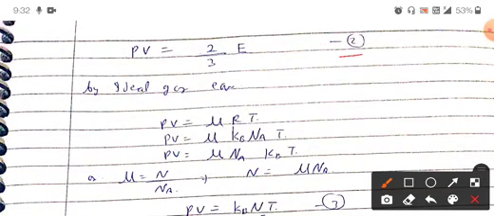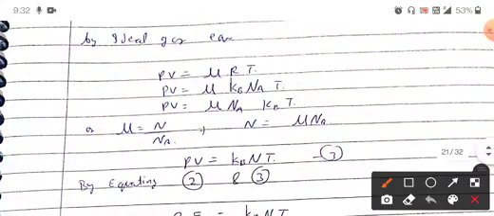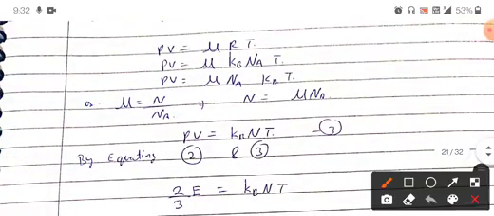Now for an ideal gas we know that PV is equal to mu RT, and previously we have derived also that R is equal to KB Na, where KB was the Boltzmann's constant and Na was the Avogadro's constant. So it will become mu KB Na T. Now we arrange it so that mu and Na come close. So PV is equal to mu Na into KB T.